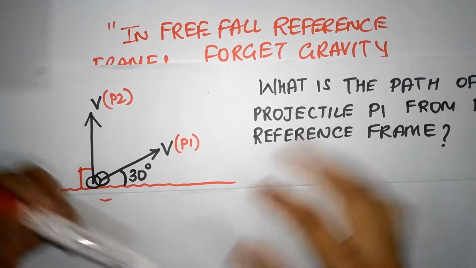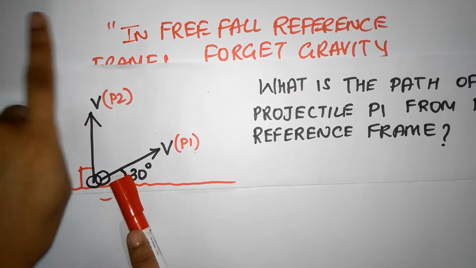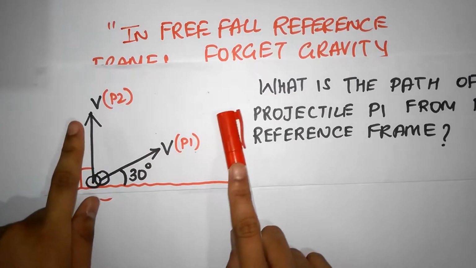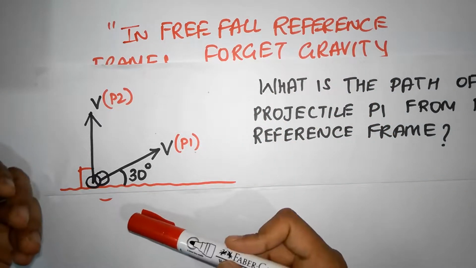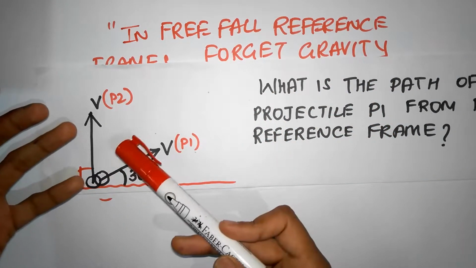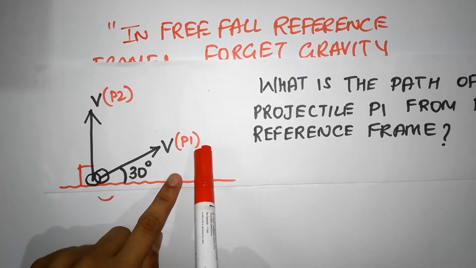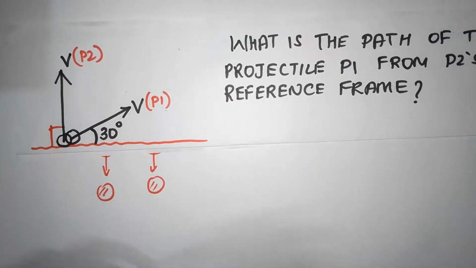gravity does not exist. So we just have now two objects. One object is going to go straight up if we forget gravity, and another object is going to go straight this way. So now it's almost too easy. All we need to do is calculate what is going to be the velocity of particle P1 as seen by particle P2. So let's do that quickly.